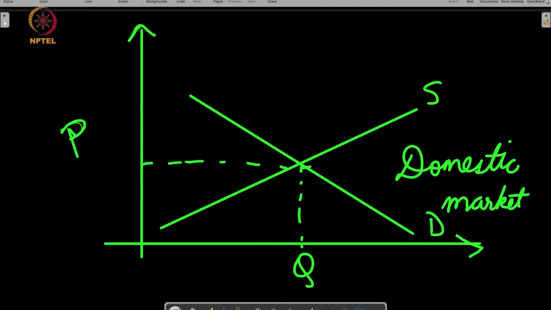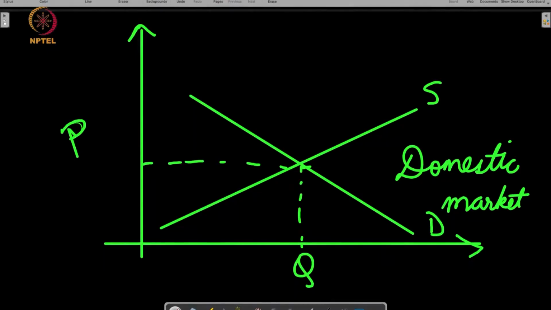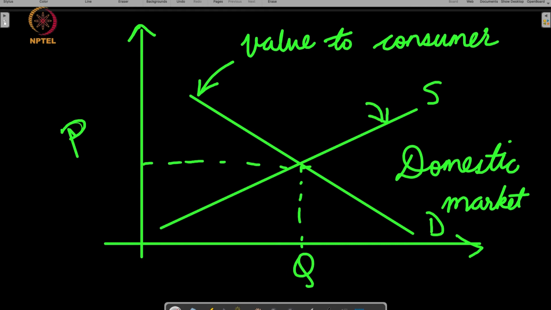But what happens is that when we start to look at the international market, probably there are certain sellers who are able to supply things at a lower cost, or probably there are certain consumers who want to purchase these items at a much higher price, because they are putting a much larger value on these products. Essentially what we have observed is that the demand curve tells the value to the consumer, and the supply curve is an indication of the cost to the producer. Now it is possible that in the international market, the value to the consumer may be different and the cost to the producer may be different, because we are talking now about a very large number of producers and consumers.